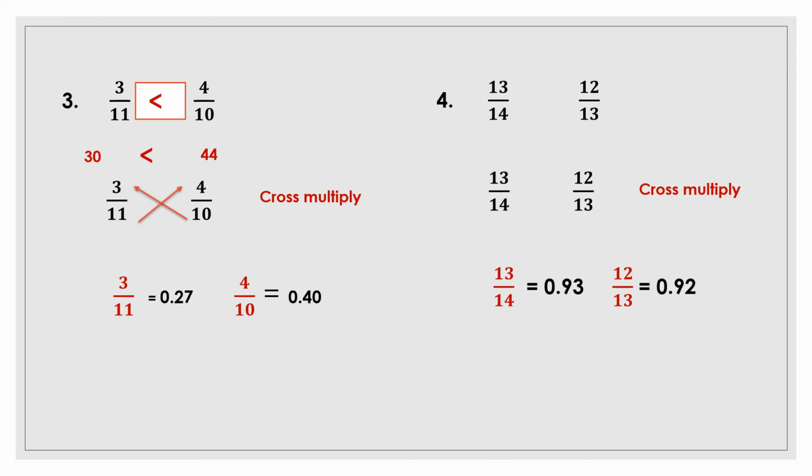Then, kapag mag-cross multiply tayo, to further prove na ganun talaga na ang 13 over 14 ay greater is to cross multiply. Yan, 13 times 13 ay 169. Ito naman na 14 times 12 is 168. So, 169 is greater than 168. Therefore, we can say that 13 over 14 is greater than 12 over 13.